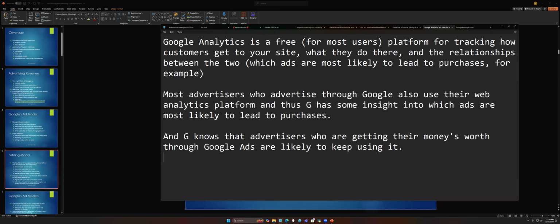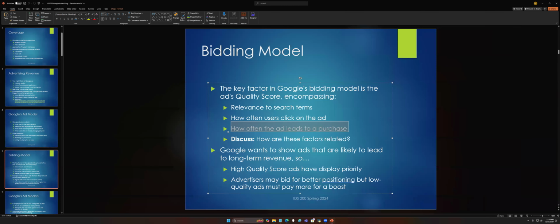Okay, so that's an important factor in the ad's quality score. Because it's one of those things that, well, if people are buying stuff through an ad, that's a lot more important than just an ad getting a lot of clicks and the advertiser paying a lot for maybe not anything at all. All right. So that's pretty much it. That's the stuff we covered there.